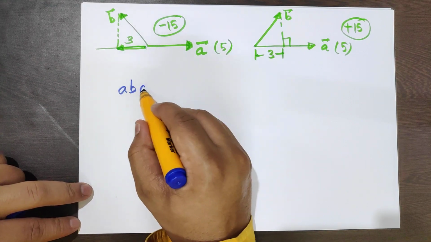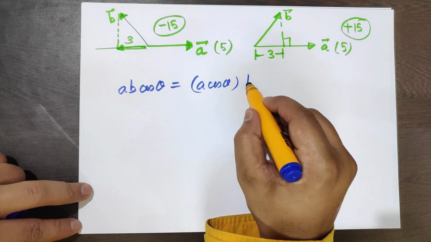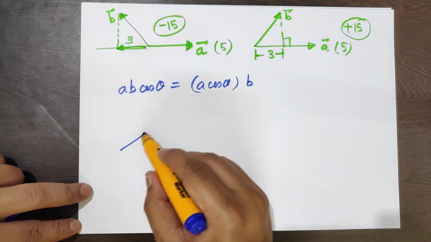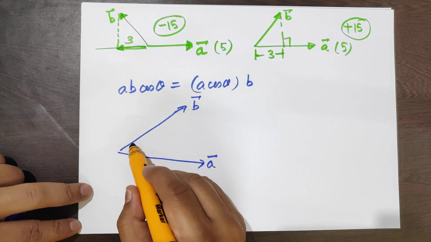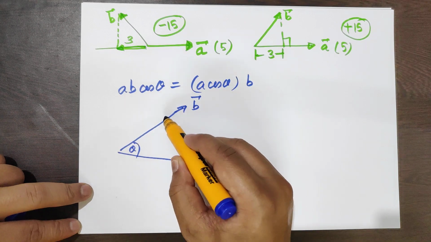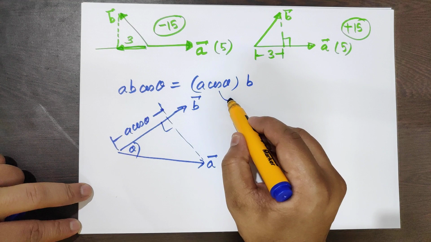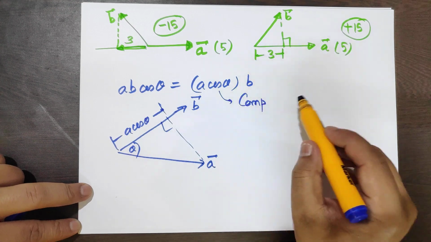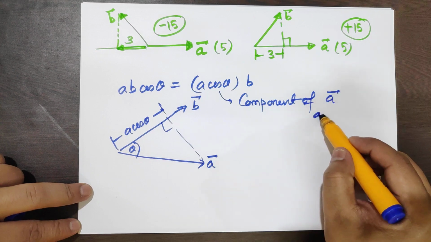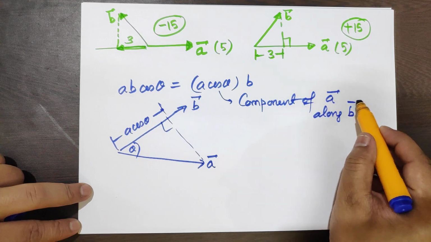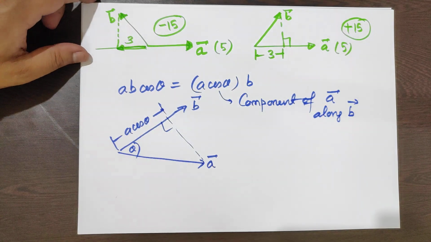Also you can write ab cos theta as a cos theta multiplied by b. So a cos theta multiplied by b, what does that mean? This was a and b. So a cos theta is this. What is a cos theta? It is the component of a along b.